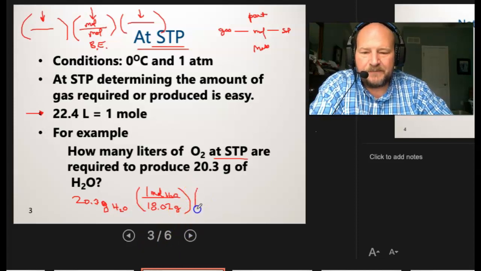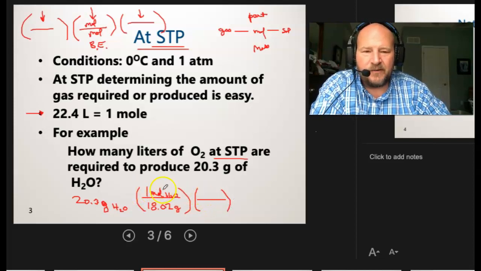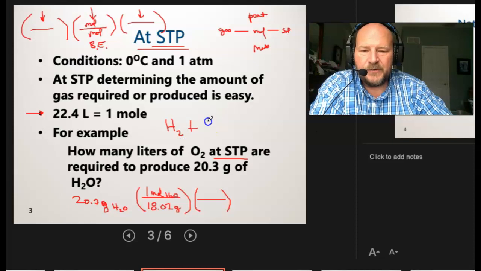Okay, the next step, we're going to do mole to mole just like we did before. Lo and behold, I don't have a balanced equation. So I'm going to go back and think about this reaction then. How many liters of O2 at STP are required to produce water? So obviously I'm going to take H2, I'm going to combine it with O2, and I'm going to make water.